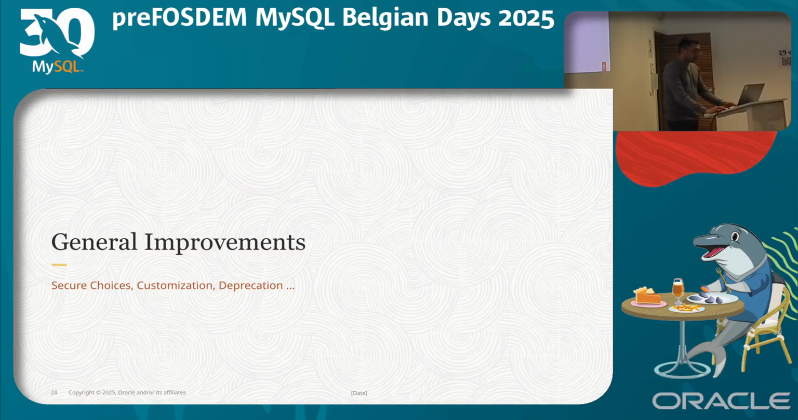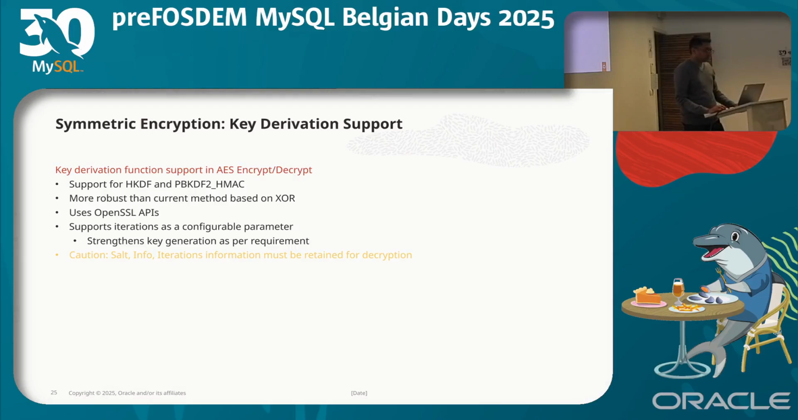Finally, some general improvements. This is something that I could not find a specific category for, so all dumped in one section. We have introduced key derivation function support in AES encrypt and AES decrypt. So you can now use KDF instead of a simple mechanism which we used to have, which was like XORing the actual key. It uses OpenSSL APIs. You can configure the number of iterations. The only caveat is that you need to remember the salt information and the iteration count that you provided while performing the encryption, because the same thing is required when you are doing the decryption.